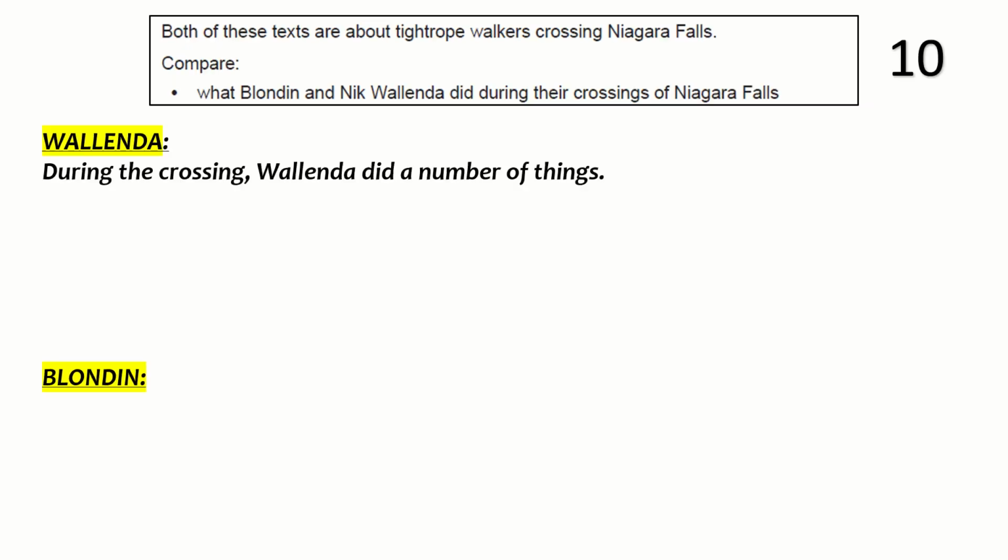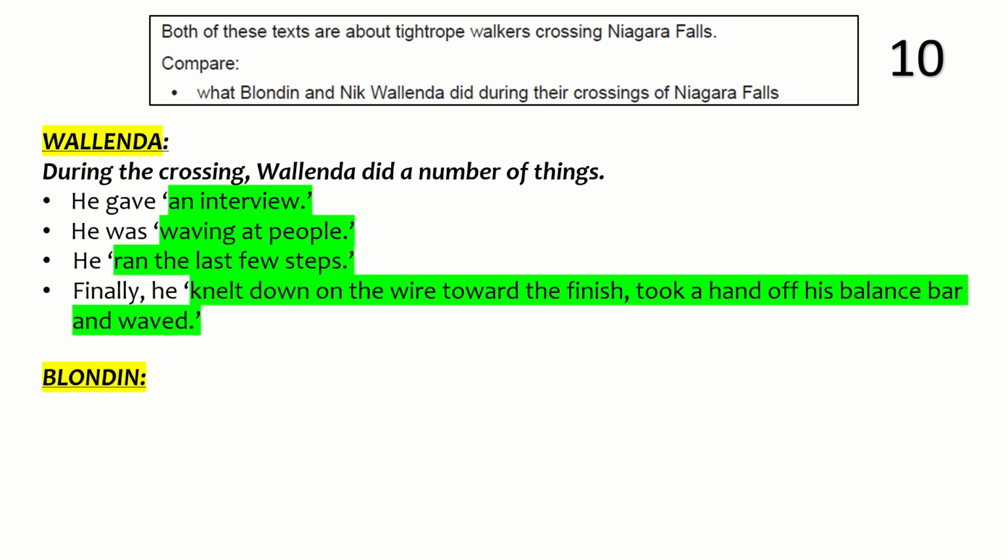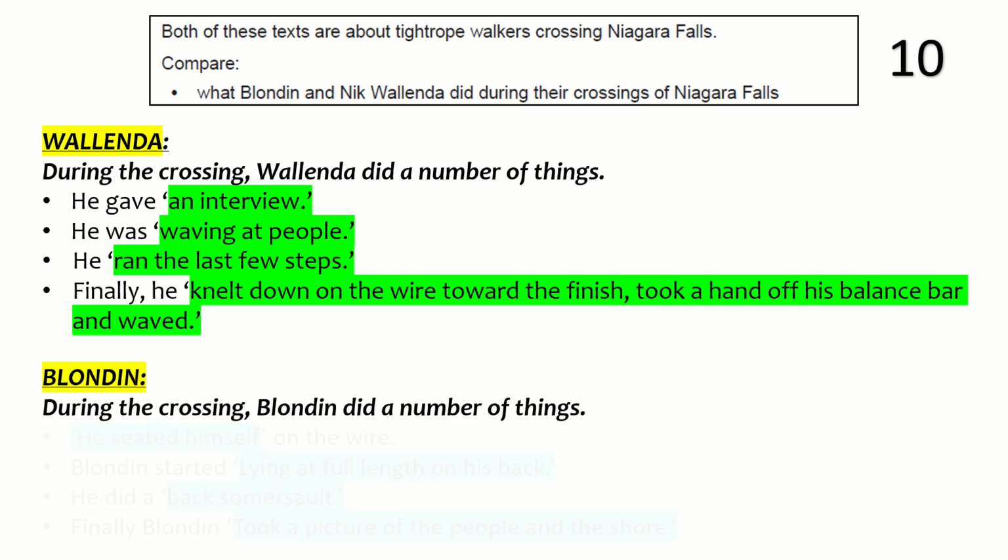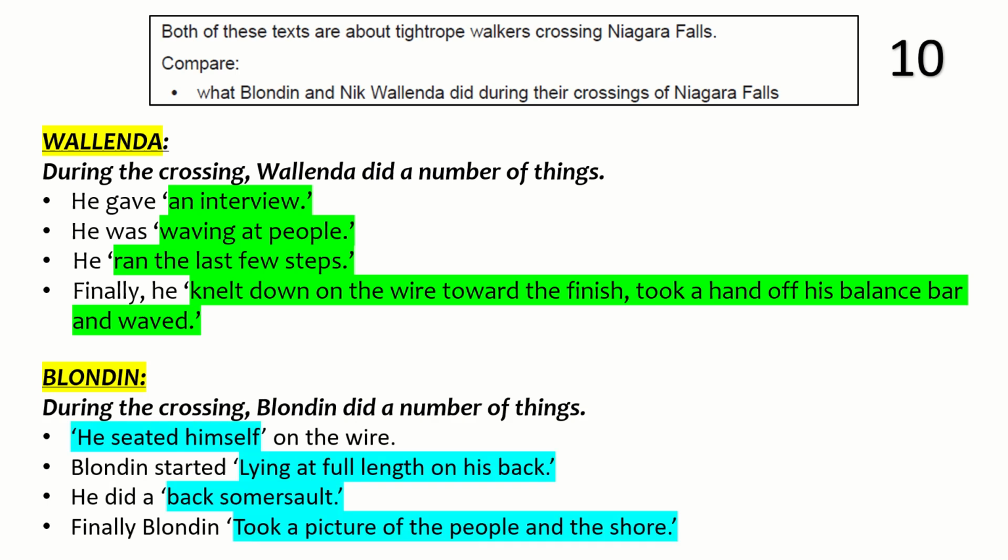So in one of the extracts, it said he gave an interview, he waved at people, he ran the last few steps, he ran towards the finish, and then the other guy sat himself on the wire, lay at full length, did a back somersault, and took a picture. Again, I need my little sentence starter. I'm not going to get a mark for just putting an interview. You've got to make sure you give me a little sentence starter and make it into a nice little sentence. And again, all the examiner is going to do is mark the quotes.